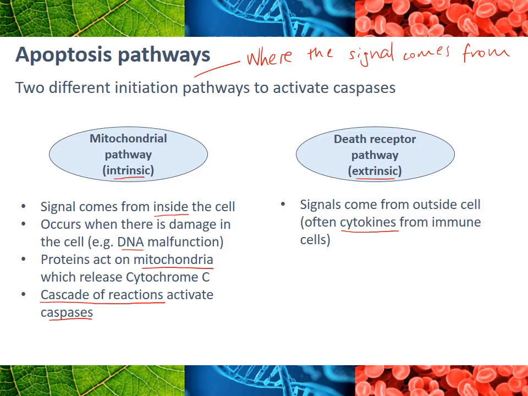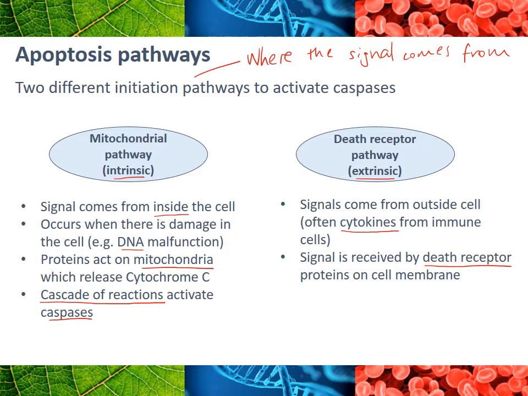So remember, they're a type of signaling molecule. Certain cells in the immune system might release cytokines, and they will go to a cell that might be infected and tell it that it needs to destroy itself. In this instance, because the signal is coming from outside, it needs to have a receptor. So when this pathway occurs, the signal is received by a death receptor protein on the cell membrane.